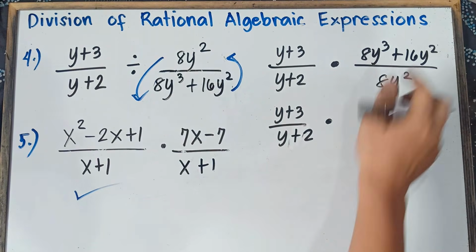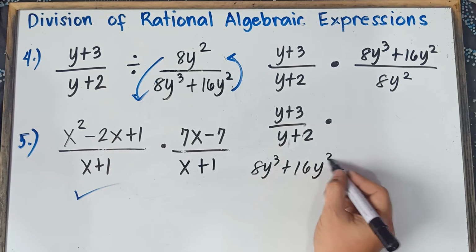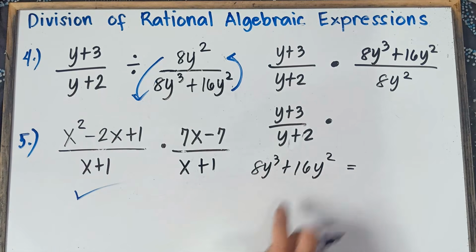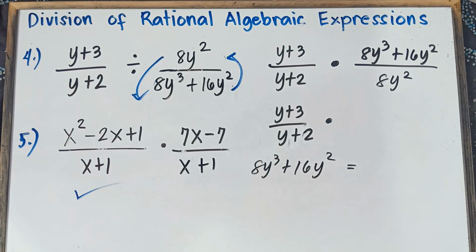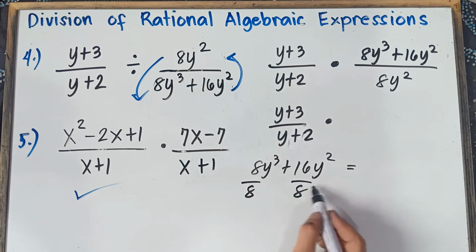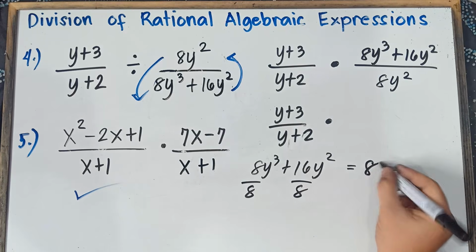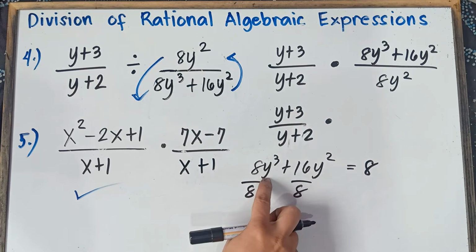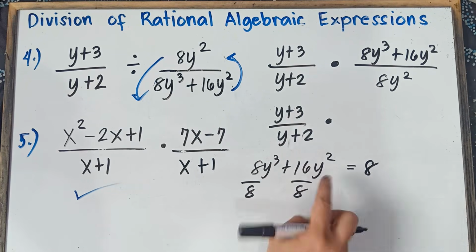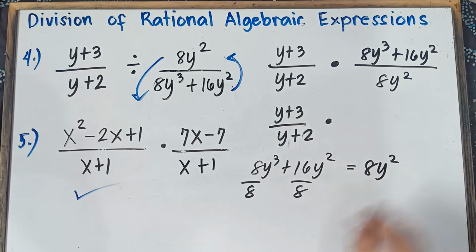So can we factor this out, class? 8y cubed plus 16y squared. Can we factor out 8 and 16? Yup, we can factor out 8 and 16. What would be the greatest common factor, class, of 8 and 16? That's correct. That would be 8, right? We can divide 8 by 8. We can also divide 16 by 8. So the GCF of 8 and 16 would be 8. And then for the variable y cubed and then y squared, select the variable with the least exponent. So we'll be selecting y squared.